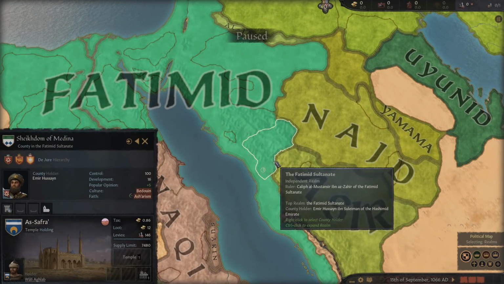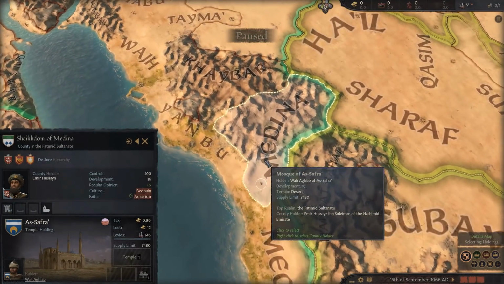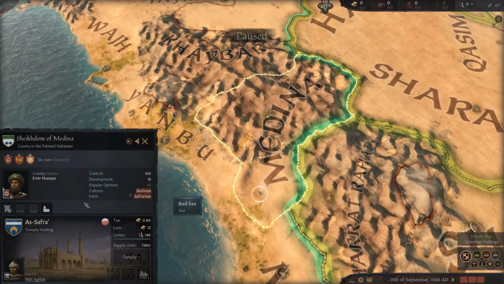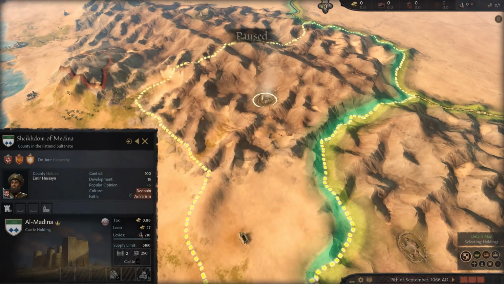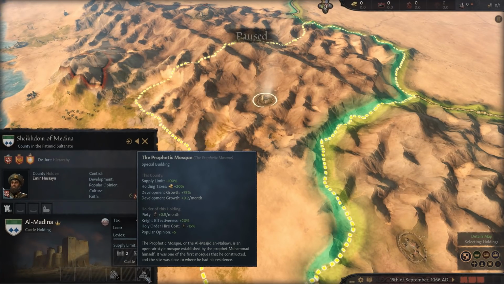Now we're heading back to Arabia and to Medina. And of course here in Medina, we have nothing less than the prophetic mosque. The prophetic mosque, this is the last always constructed holy building I will talk about. You need to be either of Islamic religion or a religion that sees this as a holy site.